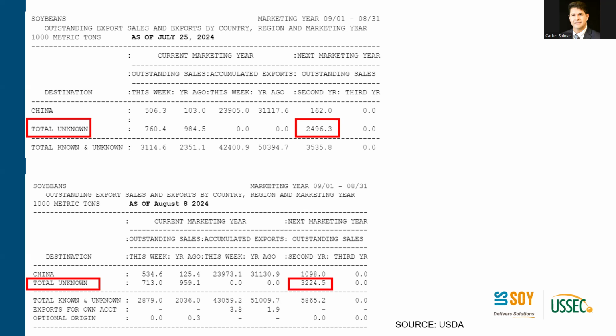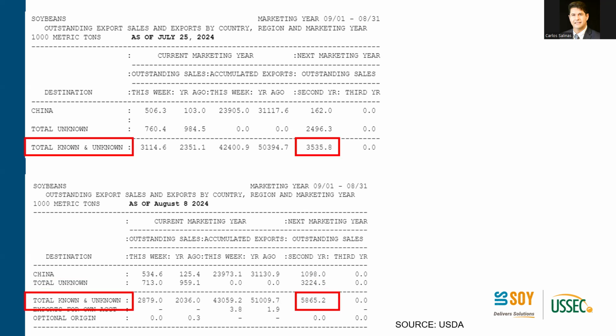When we take a look at unknown, it's not a buyer. Many people joke about that. Give me the number for unknown because they seem to buy a lot of beans, but these are sales that have been done, but yet the destination not declared for various reasons. And that number was at almost 2.5 million metric tons as of the week ending July 25th. Now it's at 3.2 million metric tons. And all in all, we got 5.8 million metric tons sold compared to 3.5 million metric tons 2 weeks ago. So business is taking place for new crop.